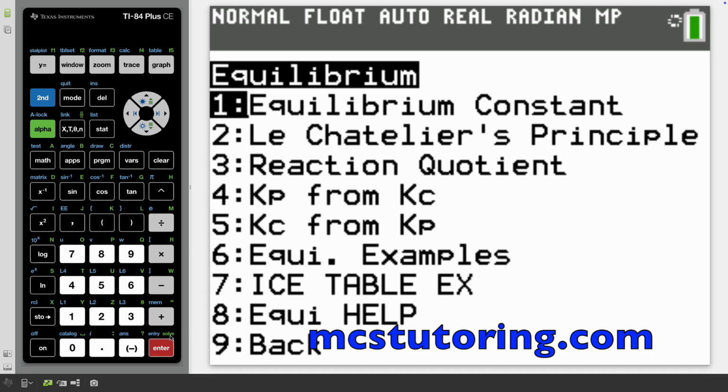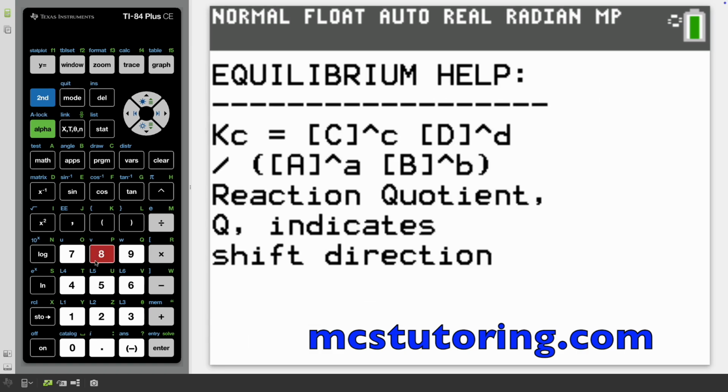Okay, let's go to equilibrium. Why not? So we got the equilibrium constant, Le Chatelier's principle, reaction quotient. I know you know how to read, so you can just press pause and read. Equilibrium help. Let's see what help is. Okay, so I do have this.